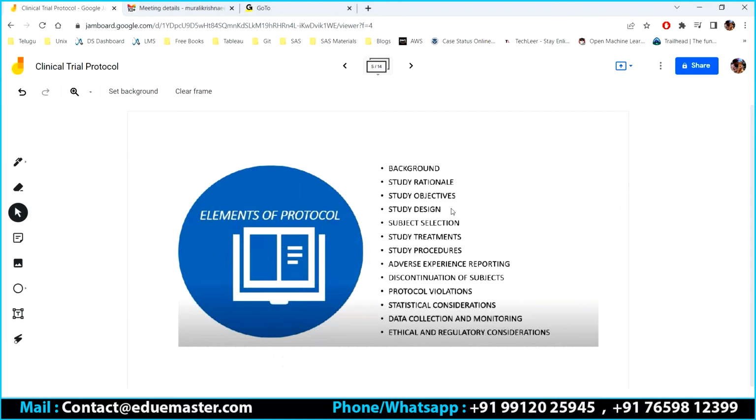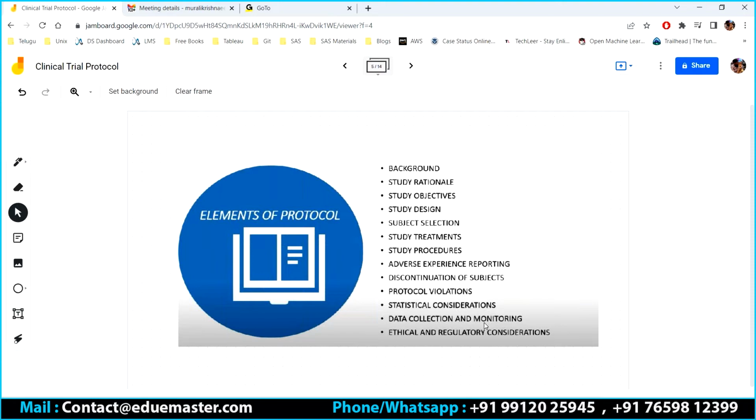This one we need to understand in detail. What is that study design? Subject selection, study treatments, what are the various procedures, adverse experience reporting. We can also call them adverse events. Very, very, very important one. Then discontinuation of the subjects, under what cases the discontinuation of subjects will happen. And also we need to talk about, I told you about the violations, correct? There are some violations that will happen in the protocol. And I also told you that those violations should be within the limits. So what are those violations?